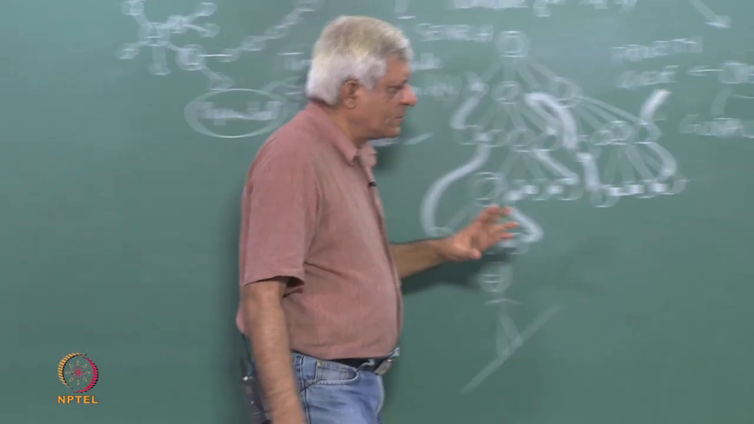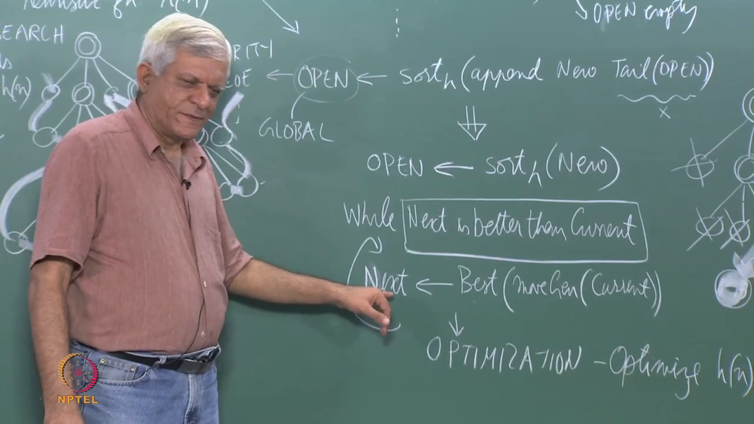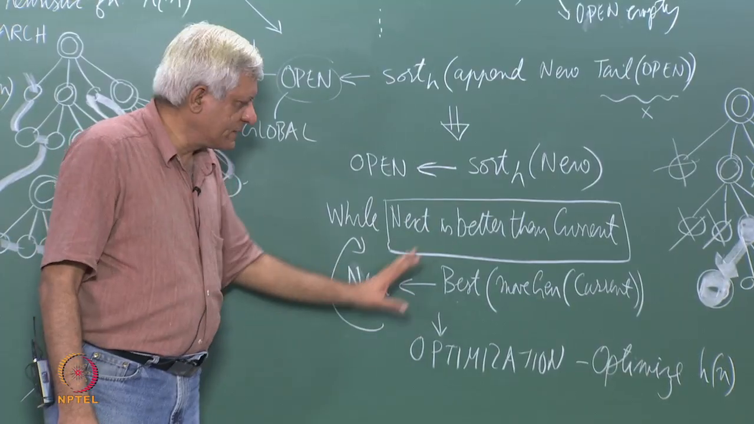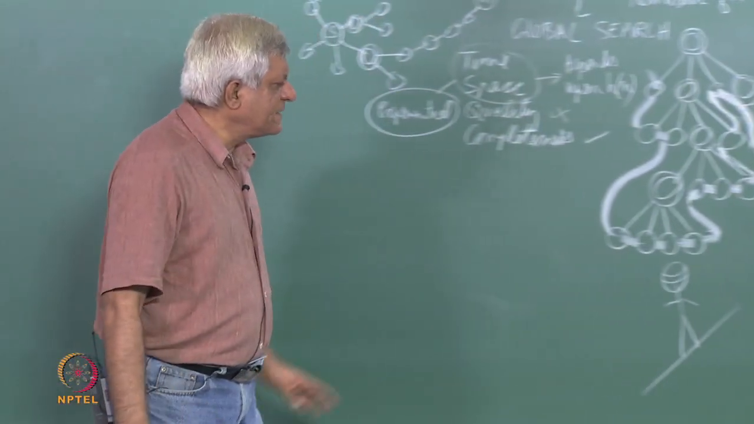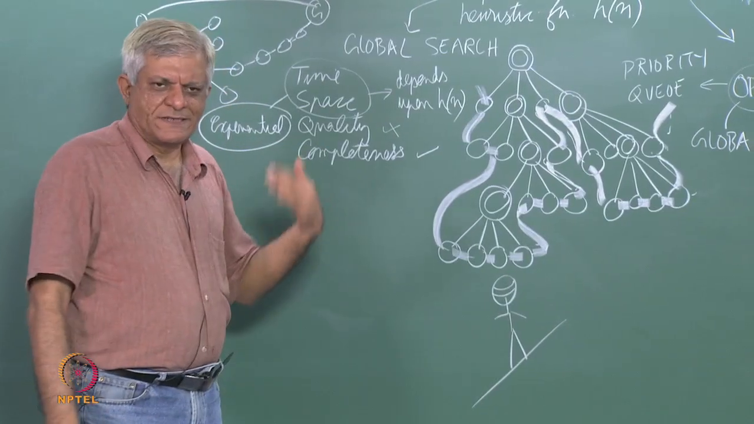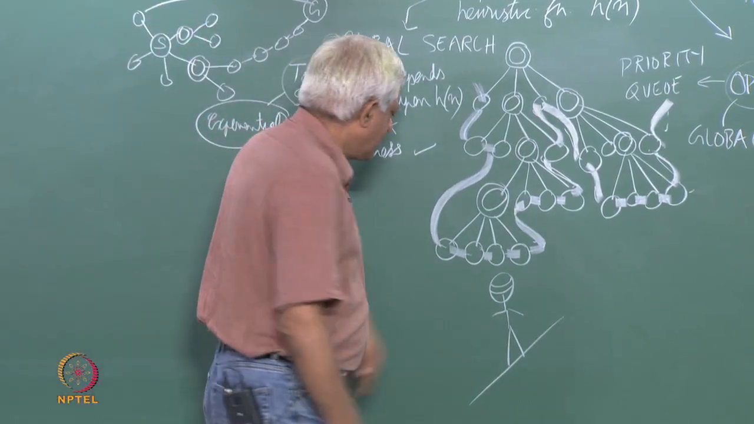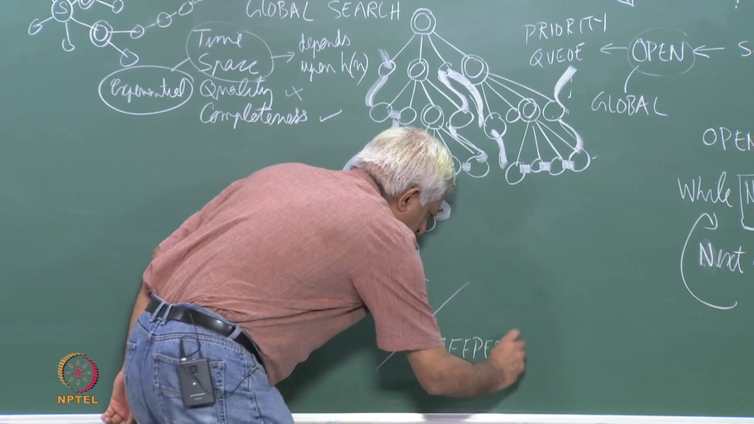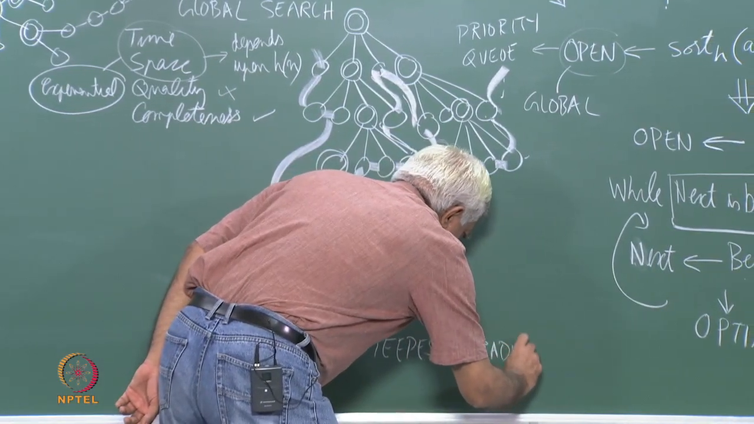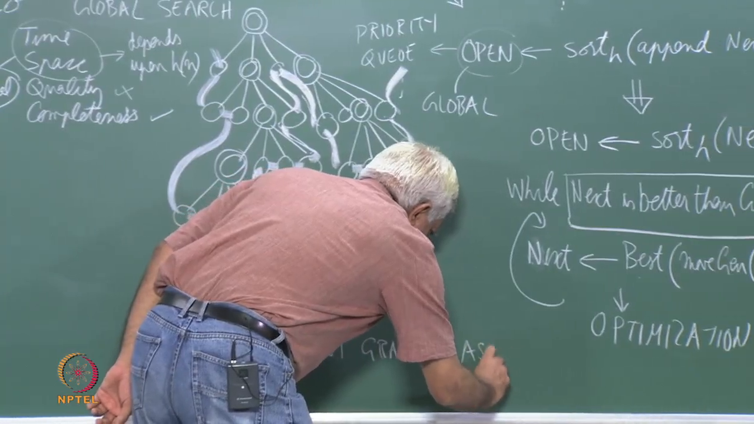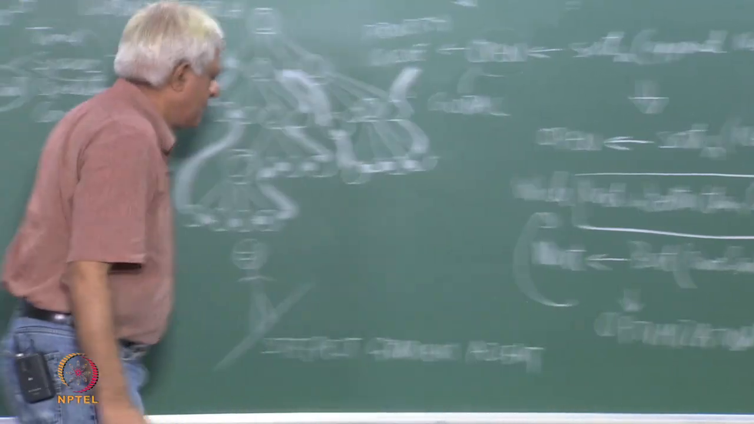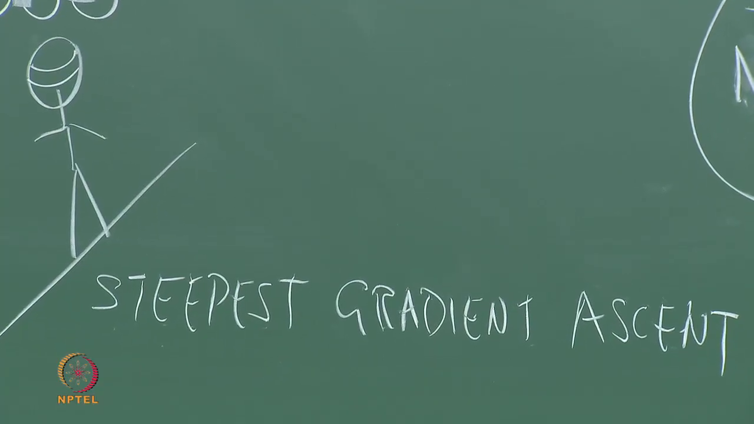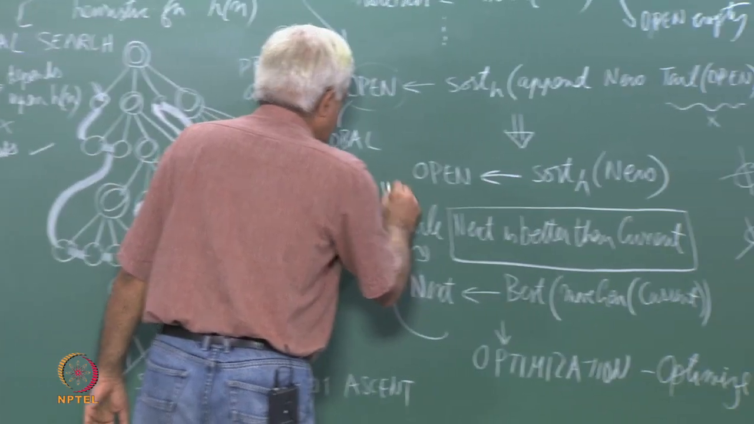Actually, to be more precise, you should have the check at this stage itself, that you should check whether next is better and then only move to next essentially, but I will leave that as a small exercise to be done. In principle, what you are doing is you are moving along the steepest gradient, and in this example we can say that you are doing steepest gradient ascent. And it is not surprising that this algorithm is actually called hill climbing.